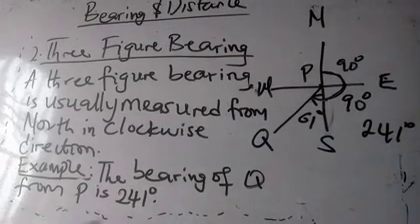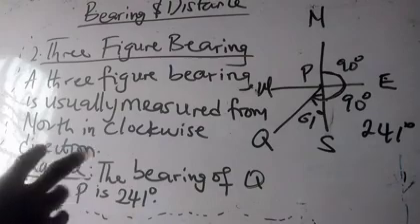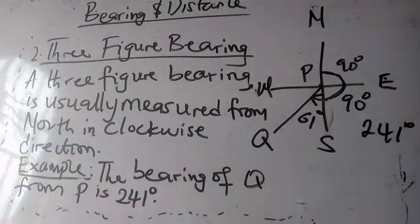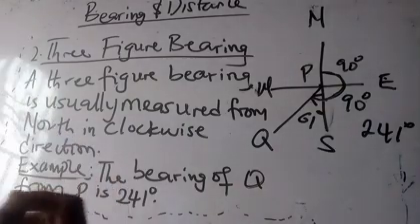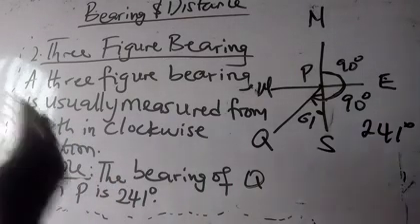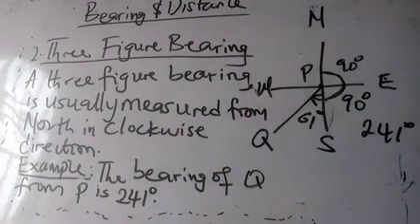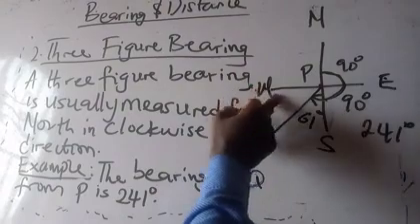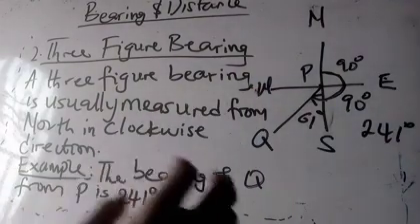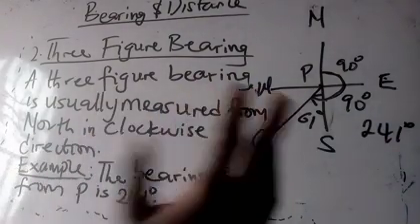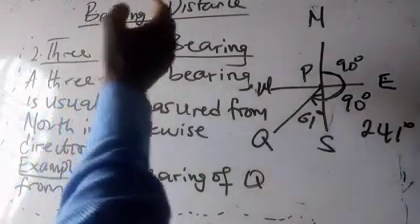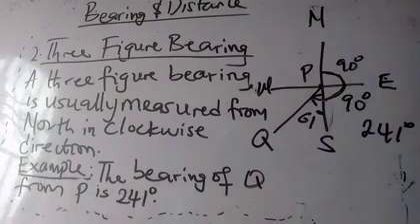Thanks for watching. Let me recap what we learned. We learned 2 ways by which bearing is presented. It is either presented in 4 cardinal points: north, south, east, west, which we call compass bearing. And the second method is presenting it in 3-figure bearing.